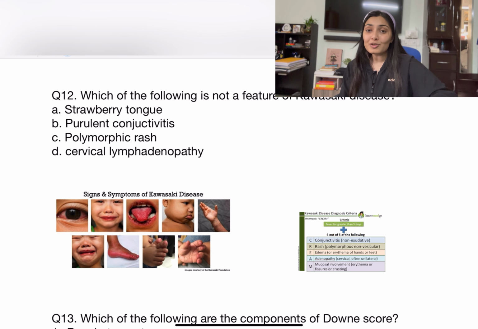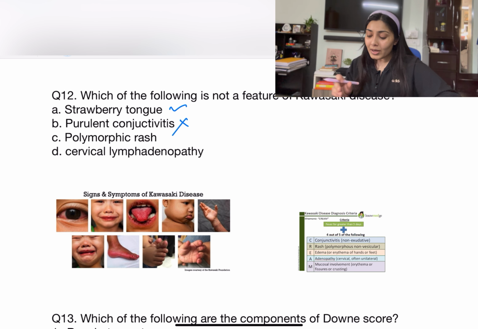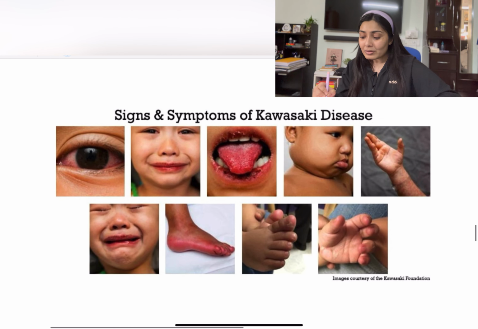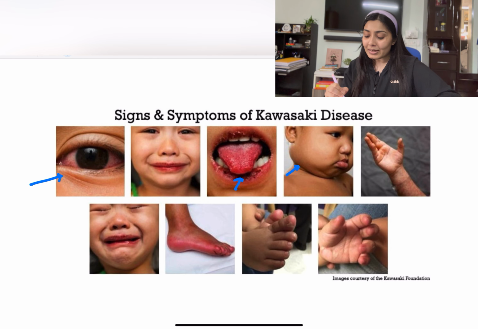Purulent conjunctivitis is not a feature. We see non-purulent conjunctivitis. Polymorphic rash seen. Cervical lymphadenopathy seen. Right? So this is a typical baby with Kawasaki disease. We have non-purulent conjunctivitis, strawberry tongue, cervical lymphadenopathy, peeling and desquamation of skin over the palms and soles, and a very irritable child.